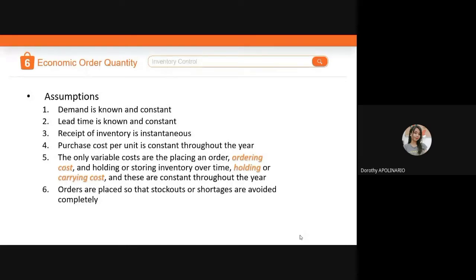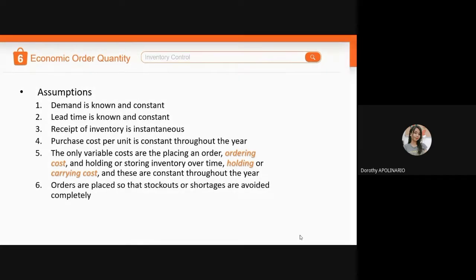So these are the assumptions under the EOQ model. The demand is known and constant, the lead time is known and constant, the receipt of inventory is instantaneous, the purchase cost per unit is constant throughout the year, the only variable costs are placing an order, or ordering costs, and holding or storing the inventory over time, or the holding or carrying costs, and these are constant throughout the year. And the last one is that orders are placed so that stockouts or shortages are avoided completely. Next, please.